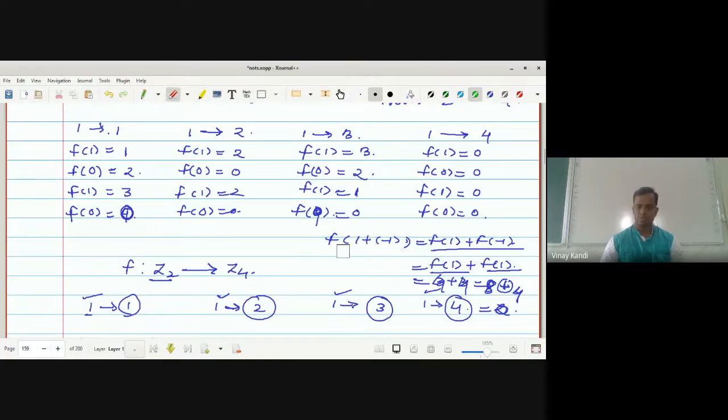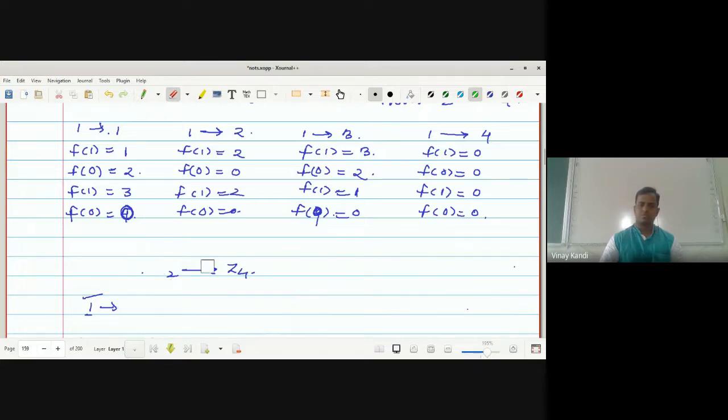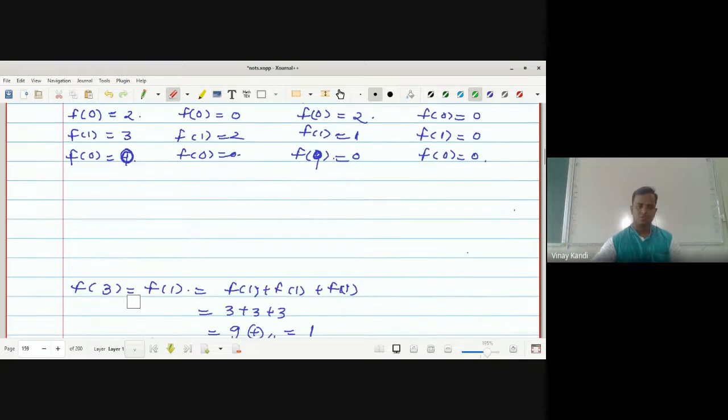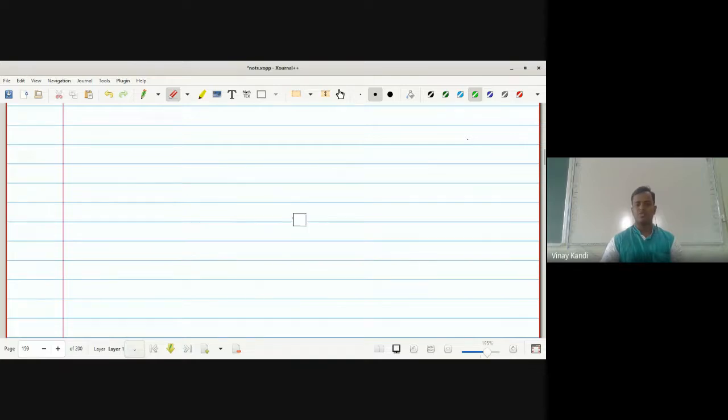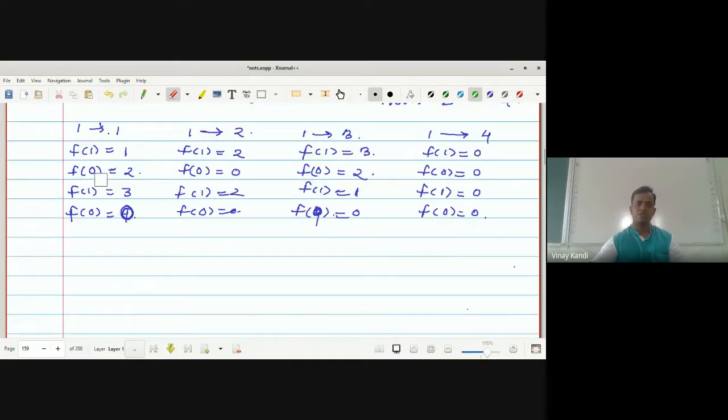Now see, these are your 4 maps. These are the 4 mappings, okay, which are homomorphic. Now here we get 4 mappings such that all the 4 functions are homomorphisms. Now look at here.